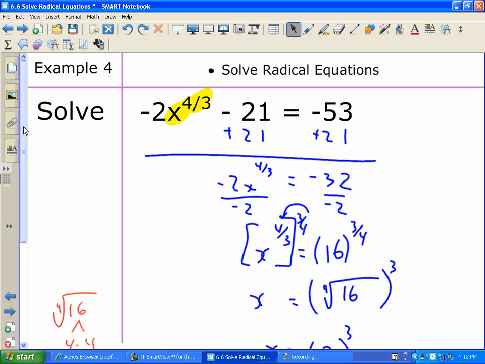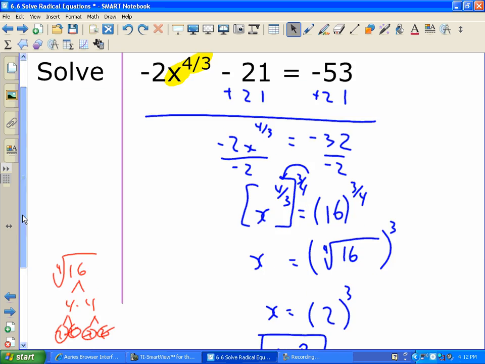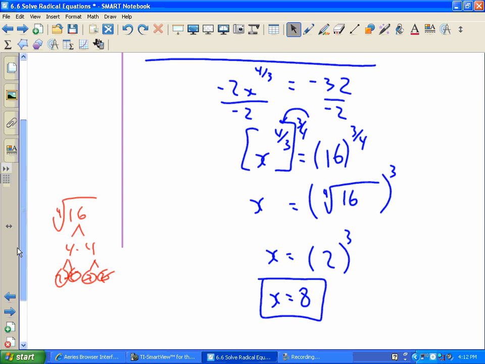You can check your work if you'd like. Substitute it in. You'll have to take the cube root of 8, which is 2. Then raise 2 to the 4th power. You're going to get 16. 16 times negative 2 is negative 32. Negative 32 minus 21 is negative 53. Your answer matches. There's a check, just like there always is in Algebra 1.